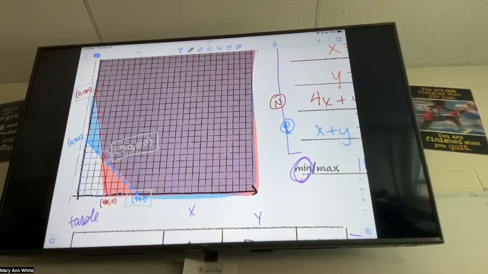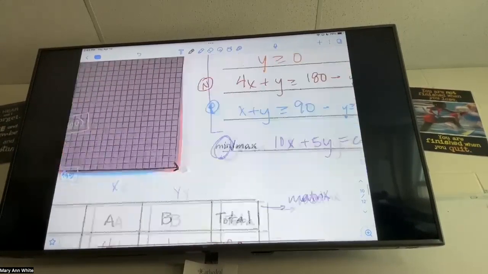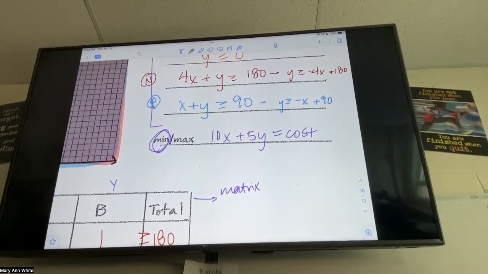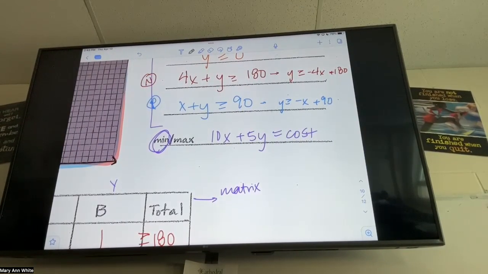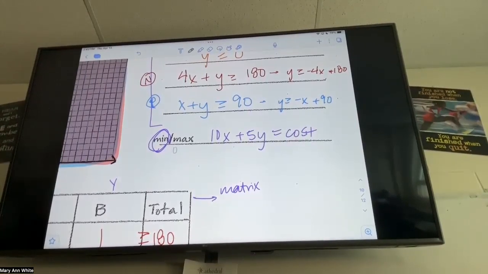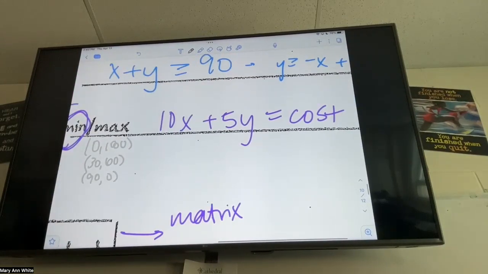Okay. What we do now is we take all the points that we find, this time we had 3, and we need to plug them into our cost equation and see which one minimizes the cost the most. So if I plug in 0, 180, what's that going to be costing? If I plug in 30, 60, what does that cost? Okay, so we're going to practice that now. I think I had 0, 180, 30, 60, and 90, 0. Okay, yeah. So I'm going to take my purple equation. I'm going to plug all of them in for that.